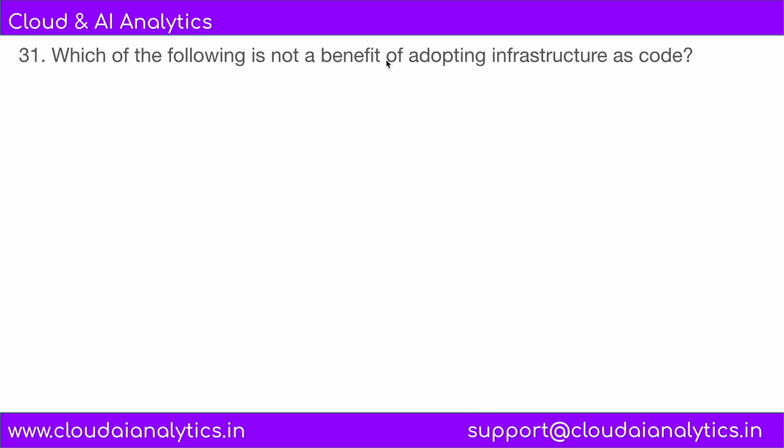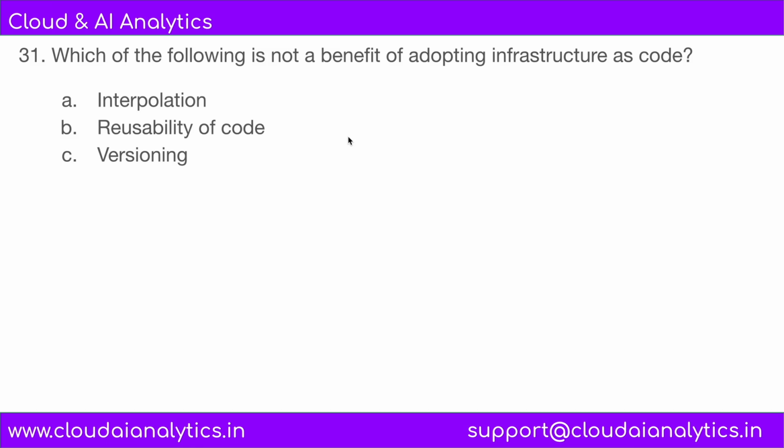Which of the following is not a benefit of adopting infrastructure as code? Option A, interpolation. Option B, reusability of code. Option C, versioning. And option D, automation.